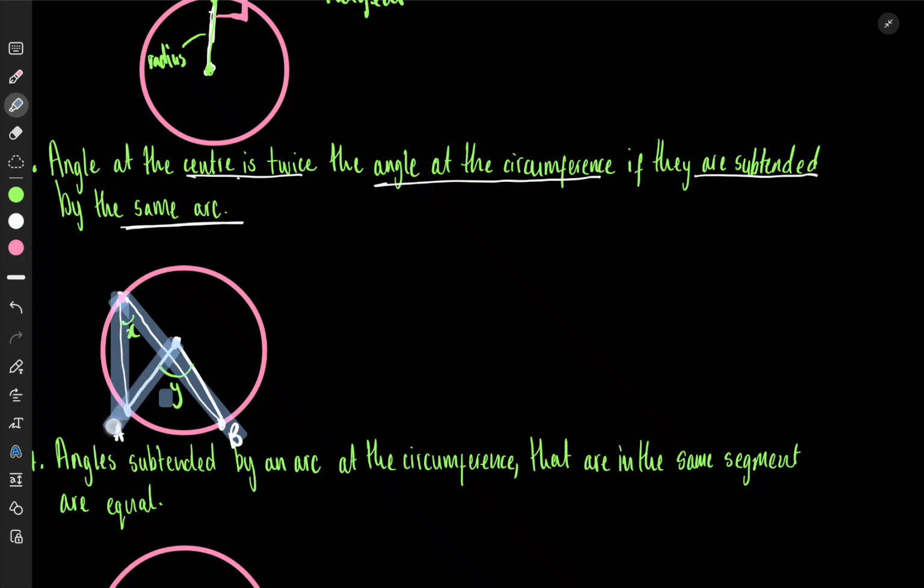Who is it made by? One leg goes to A, the other one goes to B again. So it is also made by arc AB. Remember that the arc is this outside, this thing on the outside. That's your arc, right?